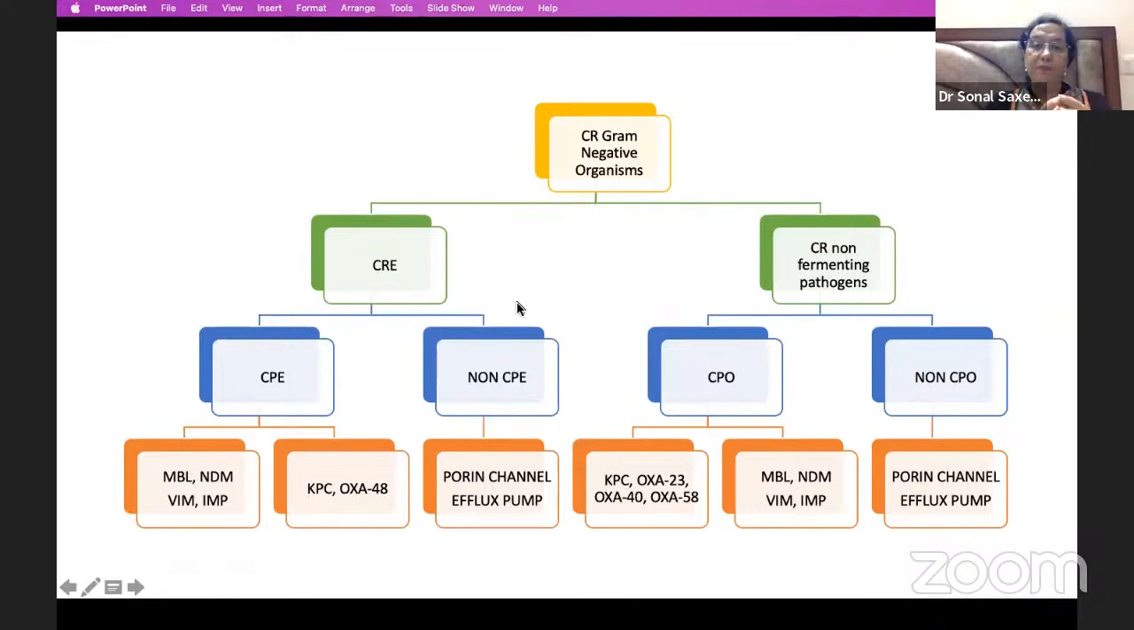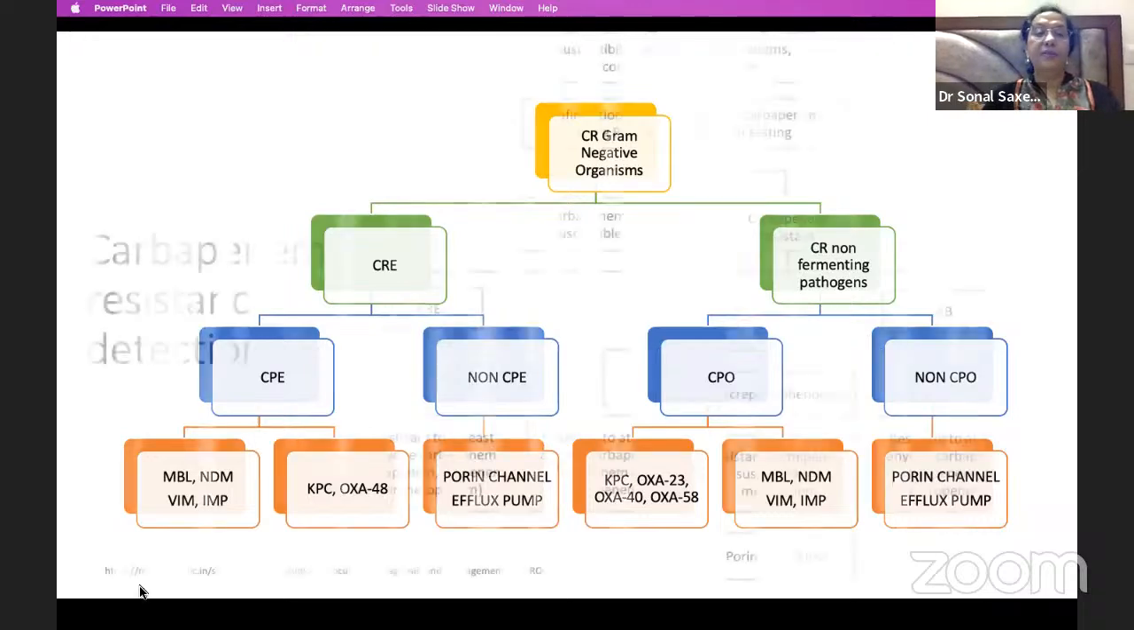So when we have a carbapenemase resistant GNB, what do we have? We have either an Enterobacterales or a non-fermenter. Now, when you have a non-fermenter or a CRE, you can have either a defect in the porin channel or the efflux pump, or it could be one of the carbapenemases being produced, which could be MBL, NDM, VIM, IMP, or KPC and OXA in case of CRE, and most likely it is KPC, OXA, OXA-23, 40, and 58 in case of non-fermenters.